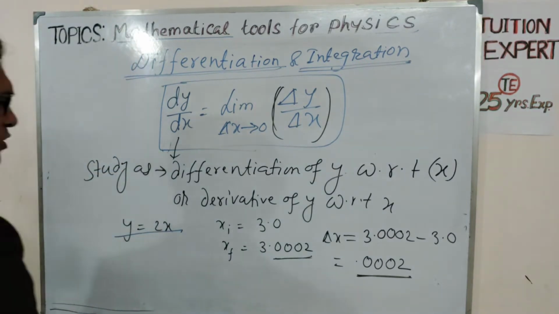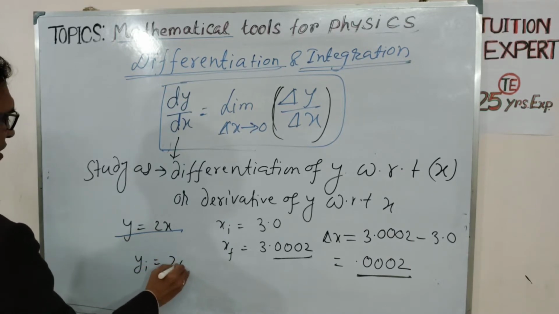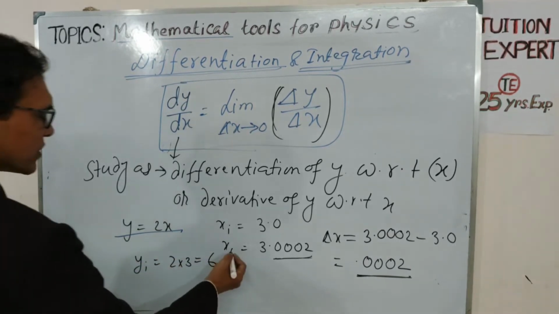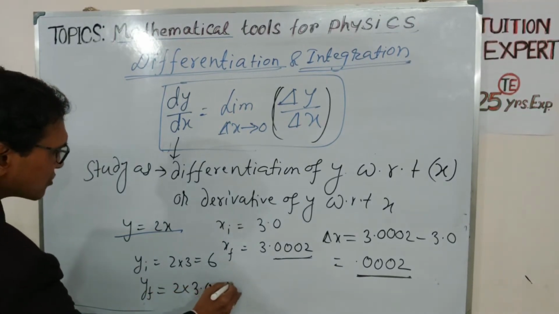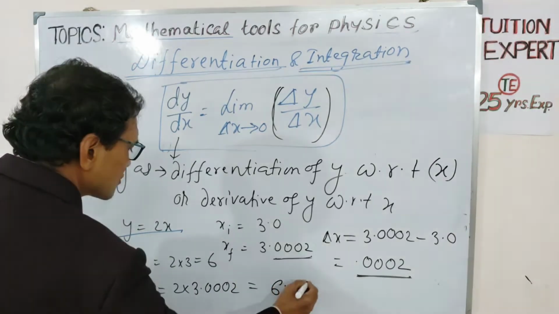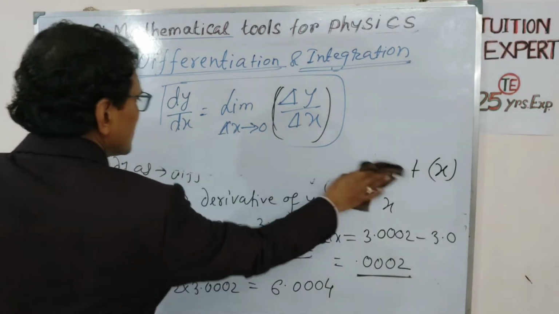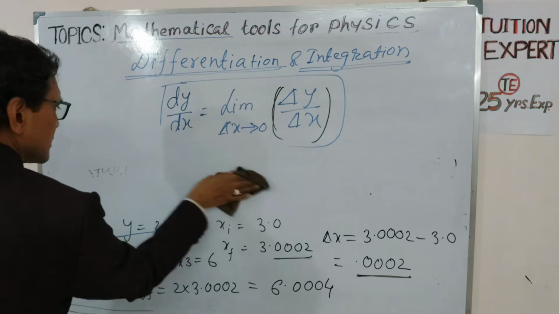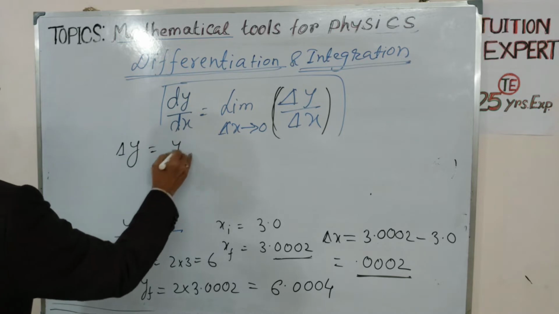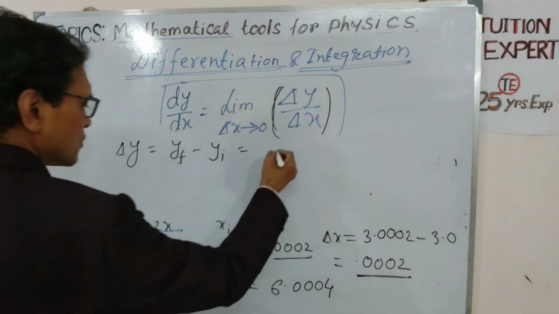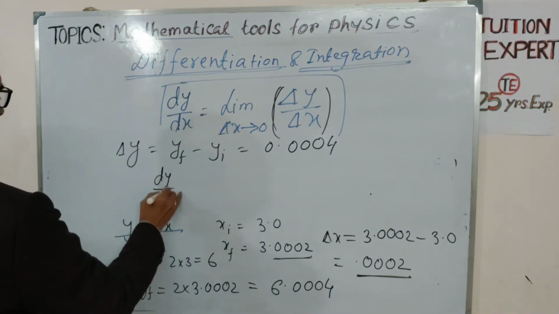Now what is the corresponding change of y? When x is equal to 3, y becomes y initial equal to 2 into 3, that is 6, and when x equals this, then y final equals 2 into 2.0002, which is equal to 4.0004. So the corresponding change of y, del y, which is equal to 0.0004.